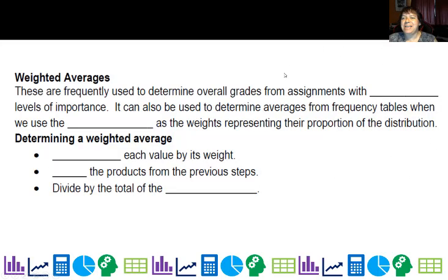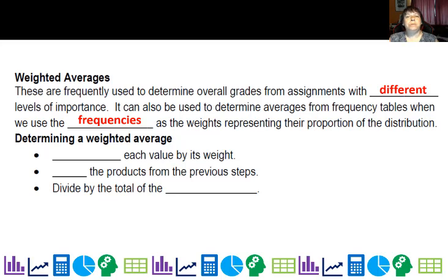Anyways, let's get to weighted averages. Now, these are frequently used to determine overall grades. If you're actually trying to figure out your grade in this class, there are different weights for things like tests and for daily work. And that is because of different levels of importance. Now, it can also be used to determine averages from frequency tables when we use the frequencies as the weights.